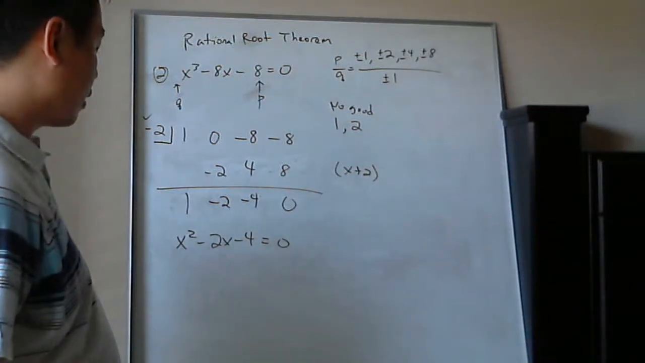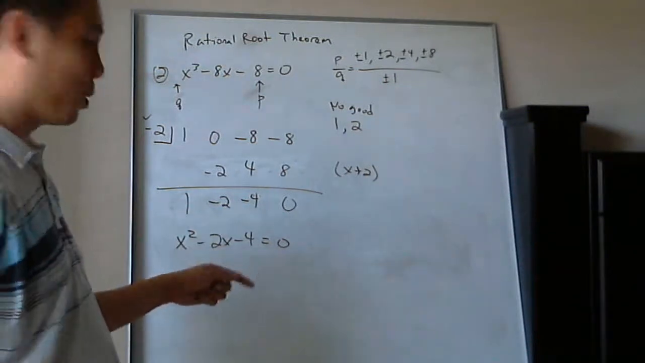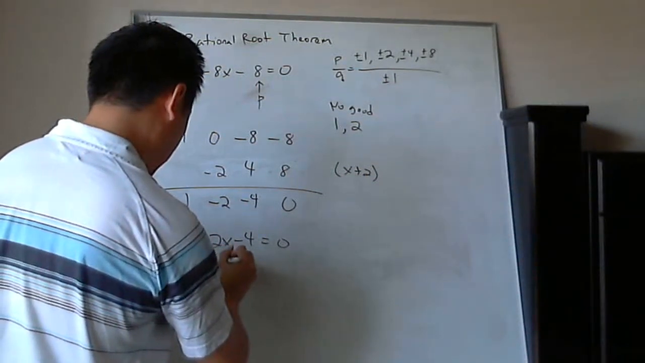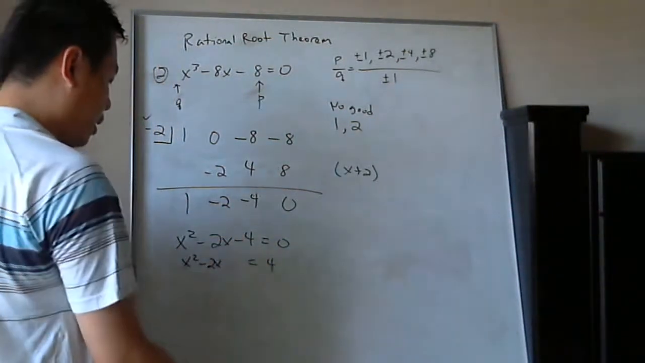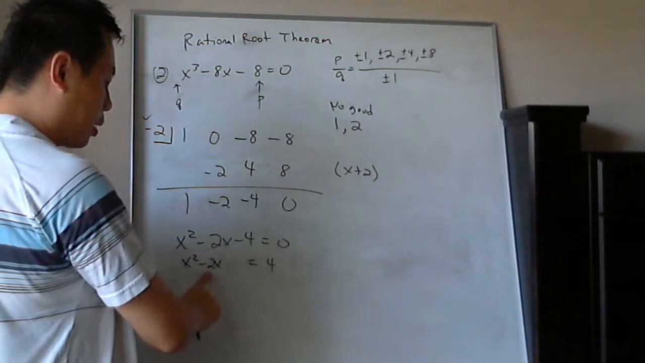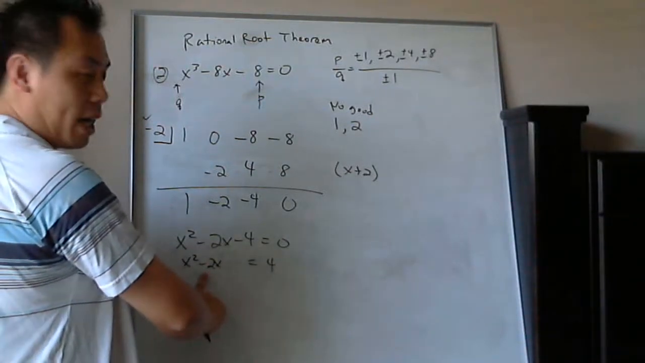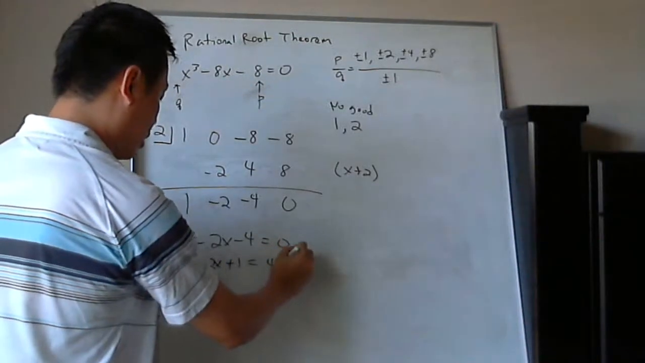So let's solve this. We have x squared minus 2x minus 4 equals 0. For me, the easiest way, for this one, is completing the square. So let's put 4 on the other side. I add 4 on the other side. And to complete the square, take half of b, which is negative 2, so negative 1. Then square it, so you add 1 on both sides.